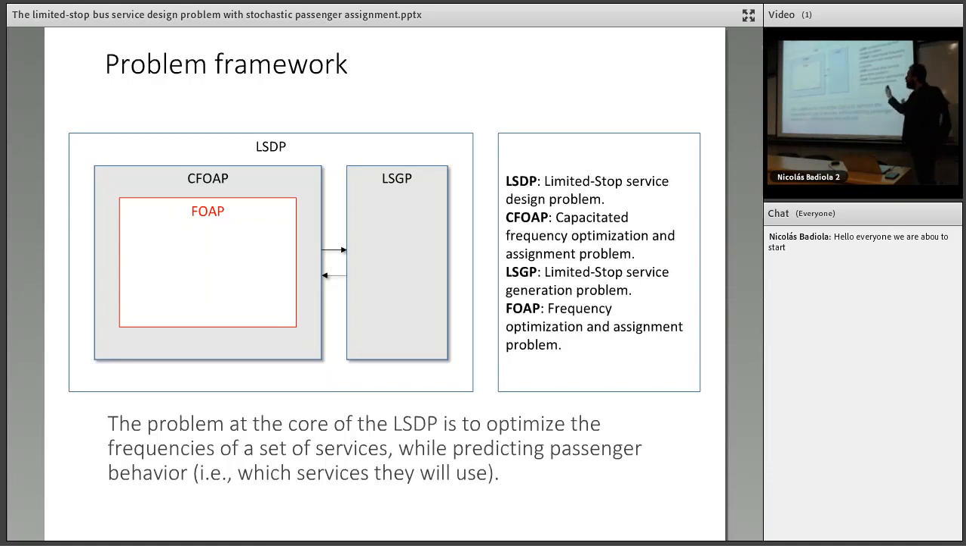So the problem at the core of the LSDP is this problem here we call the FOAP, which is the frequency optimization and assignment problem, where we have to set the frequencies of the services while at the same time trying to model passenger behavior correctly. So we have to deal with two things at the same time.